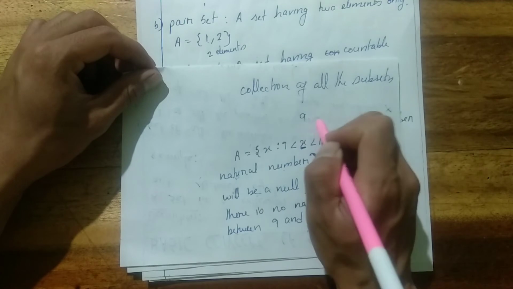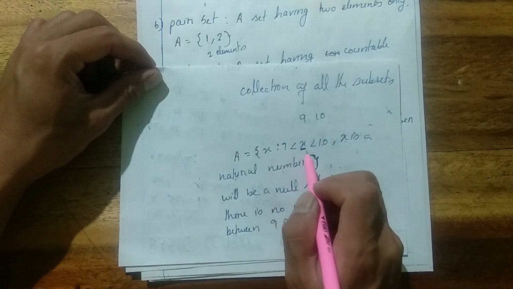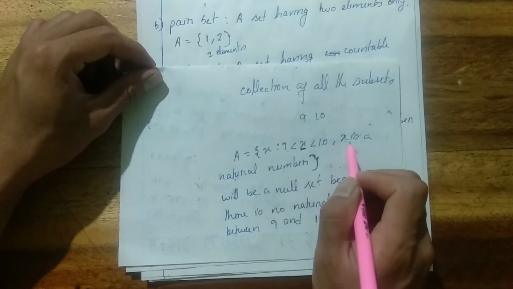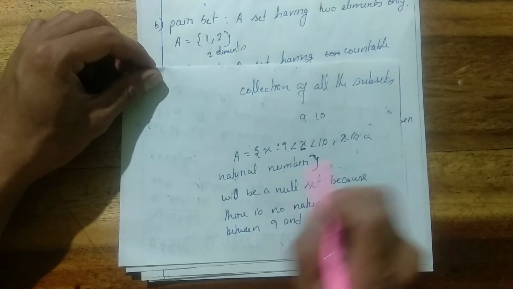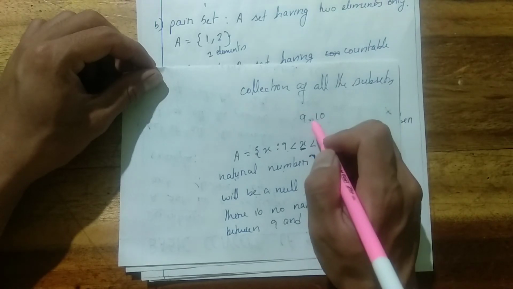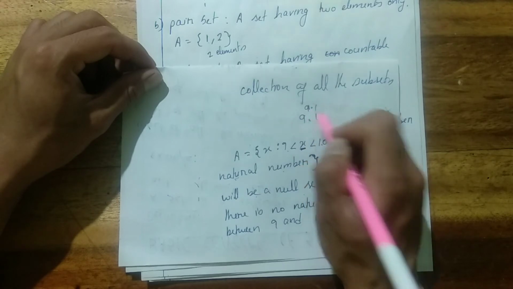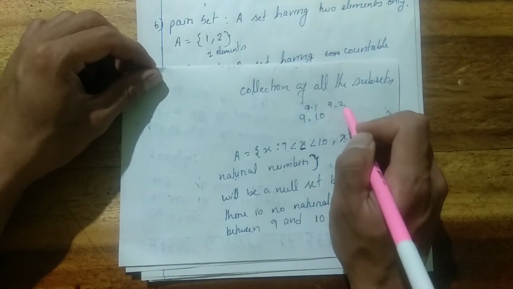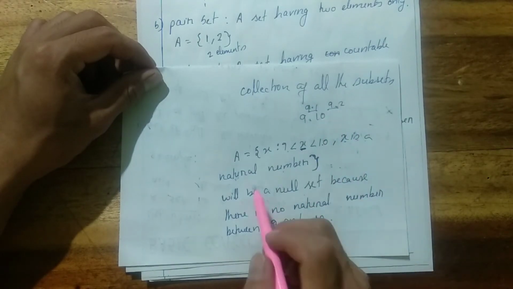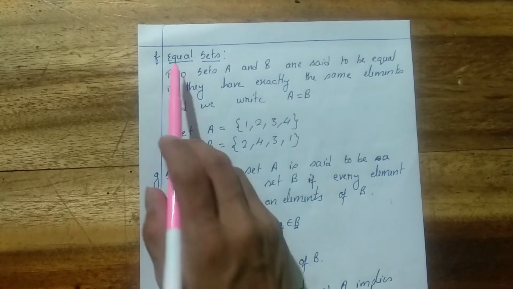So between 9 and 10 there is no natural number, but here in the question we have x between 9 and 10, and it is saying that x is a natural number, right? But see, between 9 and 10 there is no natural number. We have only decimals, right? 9.1 or 9.2, so this is not a natural number, which means it's a null set. Okay, let's come to F.